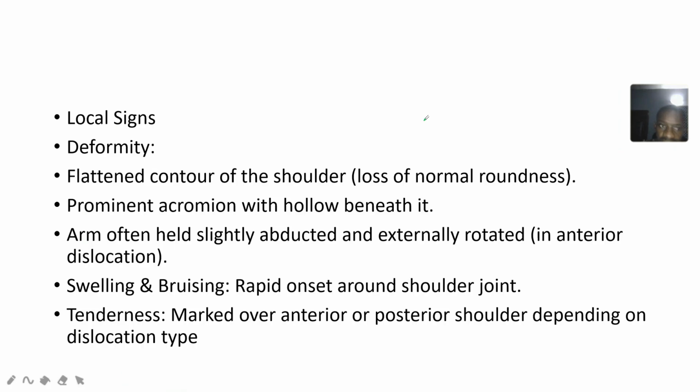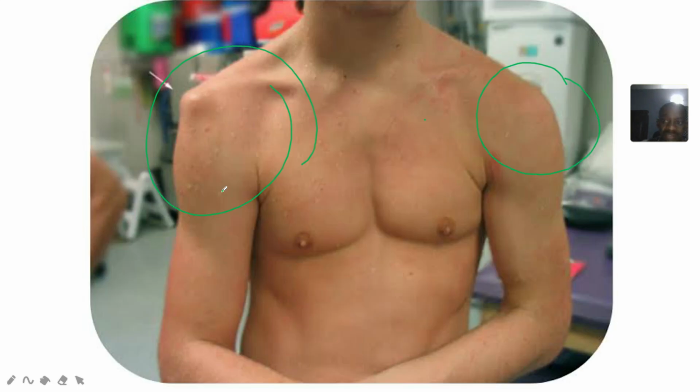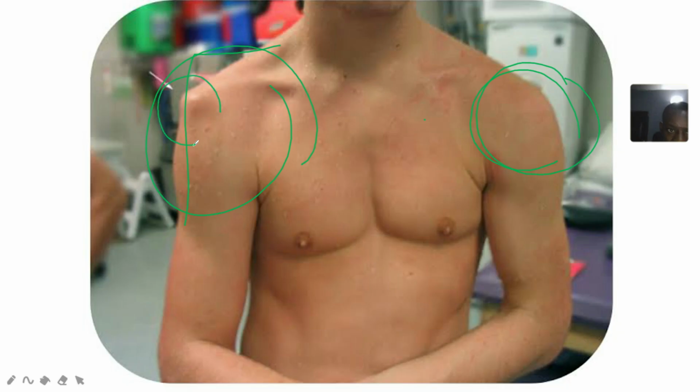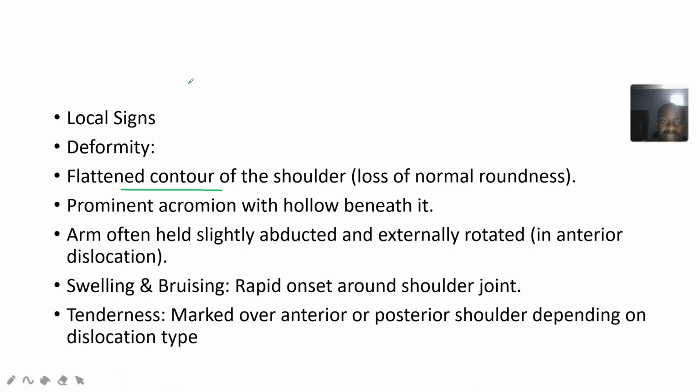So local signs include deformity, where there's a flattened contour of the shoulder, loss of roundness. Instead of it being round, it's rather flat. Can you see that? Okay. Prominent acromion: this tip is so prominent. Normally, your muscles should be covering it, but it's so pointed out.